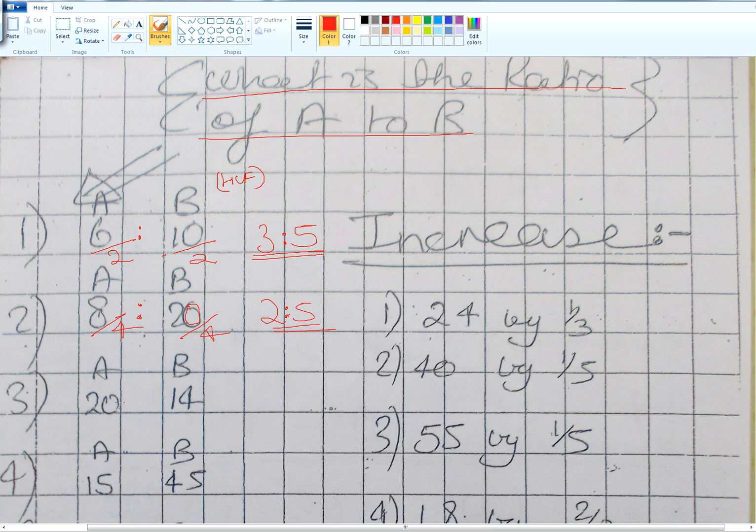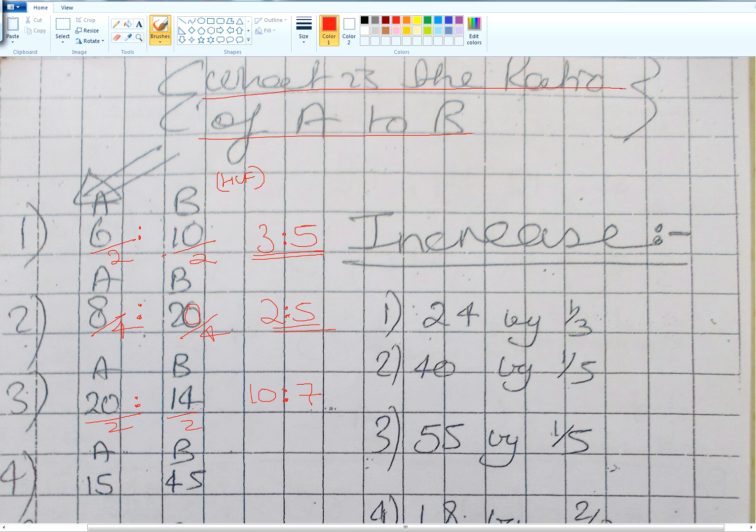2, 5. The next one we have 20 and 14. And the highest common factor, Alishba, what's the highest common factor for 20 and 14? Quiet, don't tell her. 2. Well done. So that will give us 20 divided by 2 is 10 and 7. Lovely.